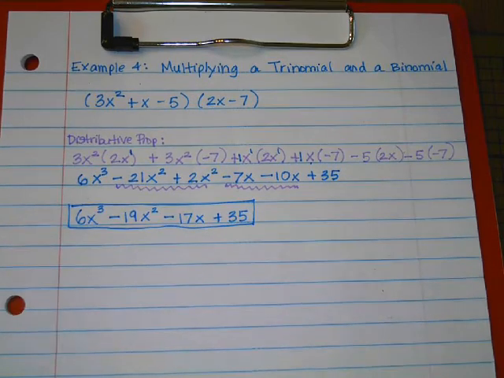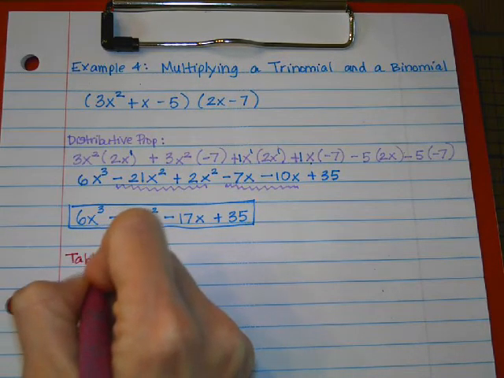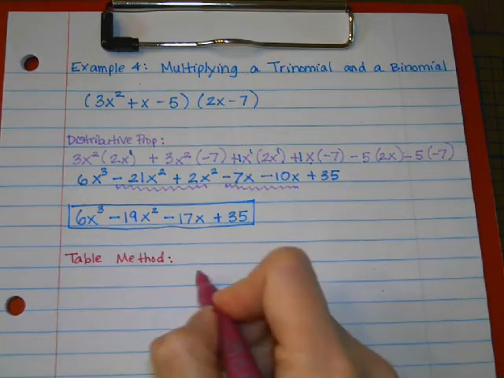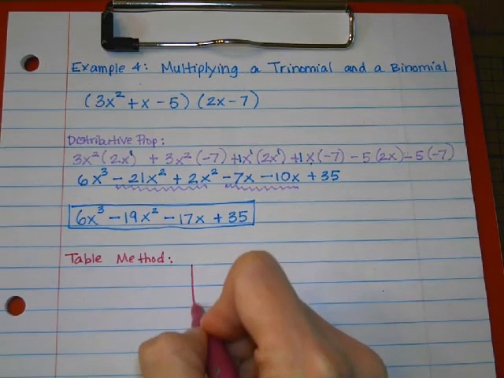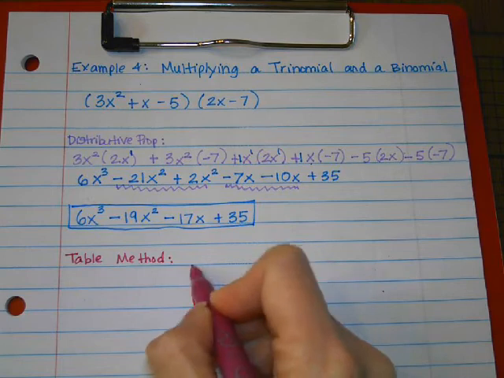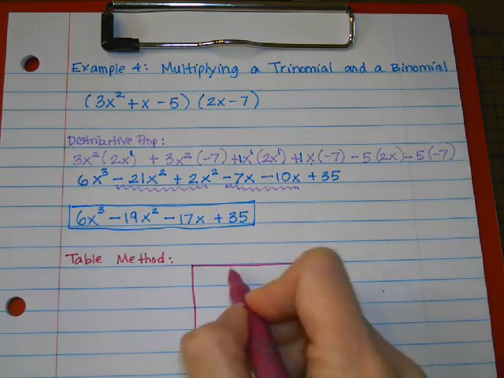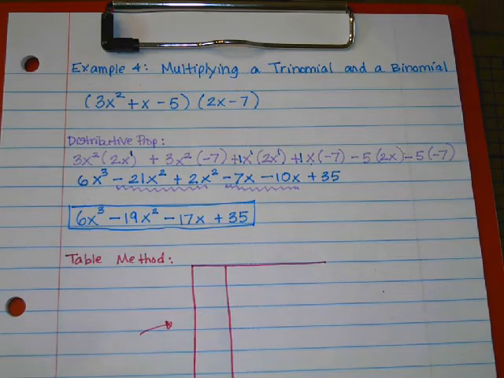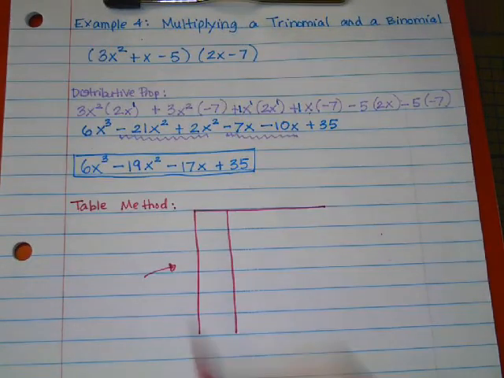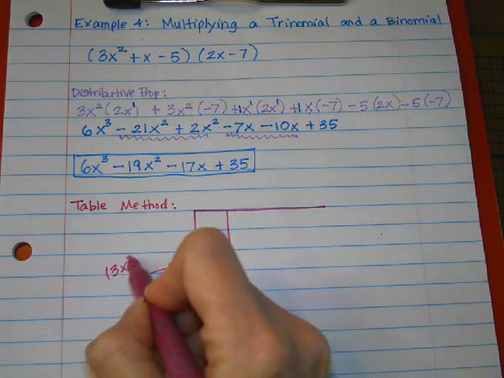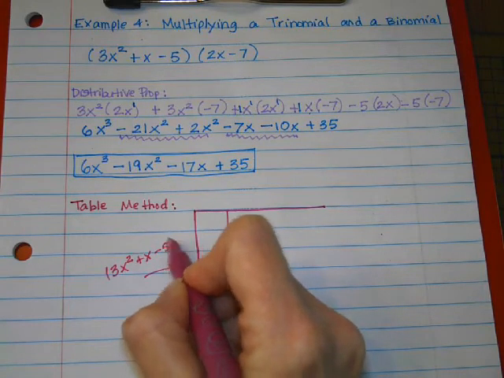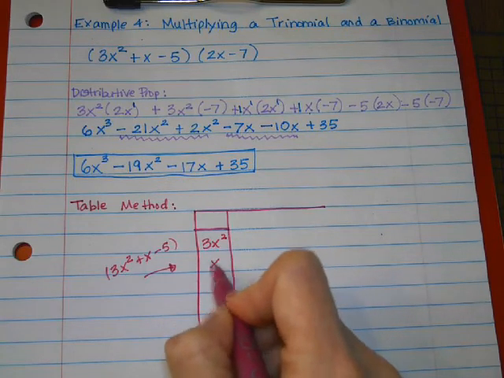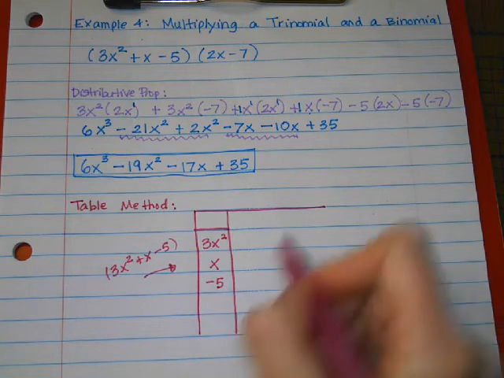All right, so we're going to do the table method. I may have gone down too far, but that's okay. So on this side of our table method, I'll bring this up a little bit, represents our first term, which is 3x squared plus x minus 5. So 3x squared plus x and minus 5. I got a little carried away there, but that's all right.